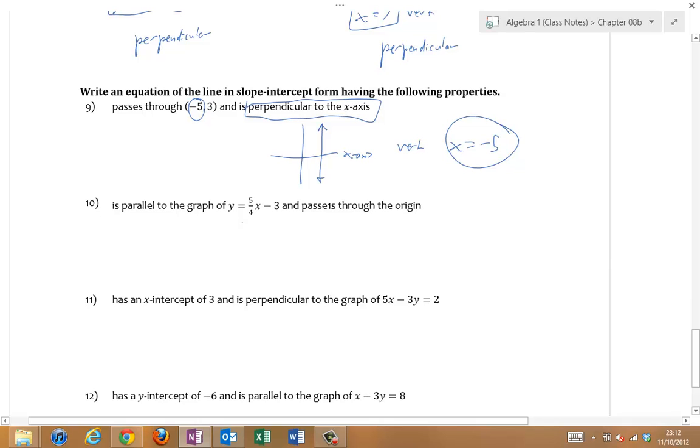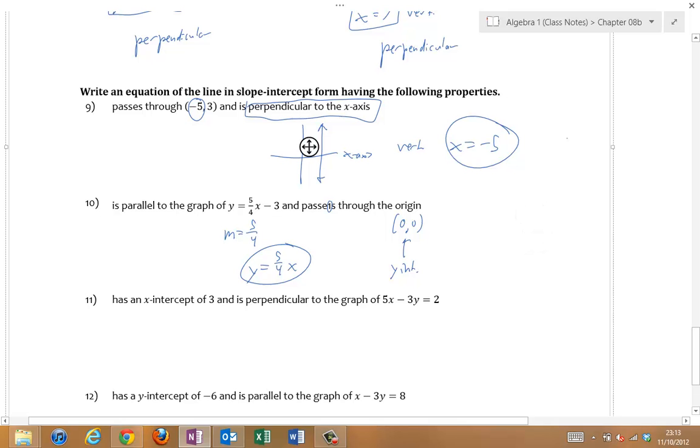It's parallel to the graph y is equal to 5/4 x minus 3, passes through the origin. Not sure why there's a 1 there. Okay, if it passes through the origin, well, that's (0, 0). Parallel to the graph y is equal to 5/4 x minus 3 means that slope is 5/4. So, let's just do slope-intercept form. y is equal to 5/4 x plus 0. There you go. How did I know I could do slope-intercept form? Well, if it passes through the origin, this is my y-intercept because x is 0. It's also your x-intercept because if it passes through the origin, they're kind of the same thing.